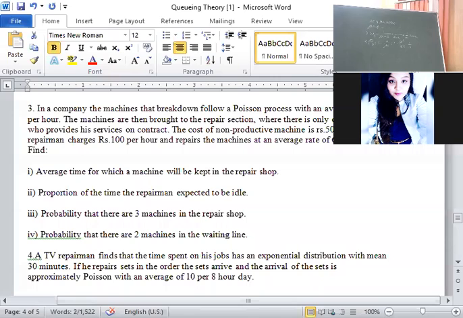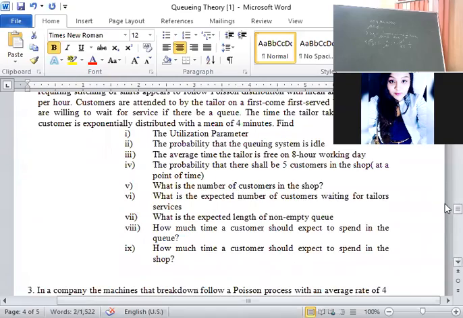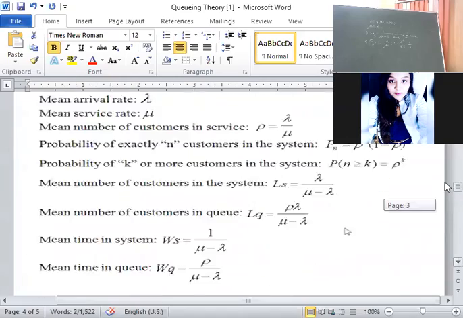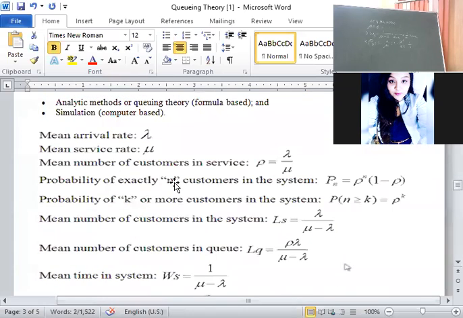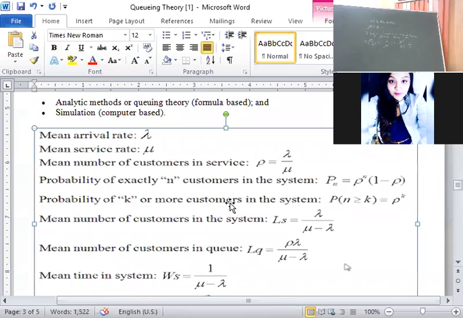Tell me the third one. Probability that there are 3 machines in the repair shop. Go through the formulas. There are 3 machines. What is the formula? Go through the formulas and then do it. Exactly n customers in the system.